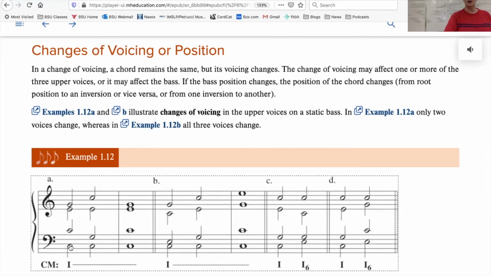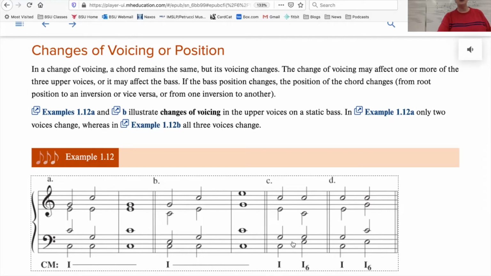So here, the bass is stationary and the alto is stationary. And we have leaps in the soprano and in the tenor. For letter B, the bass is stationary throughout, even though the other voices are leaping from chord tone to chord tone. Letters C and D show you a change of position.